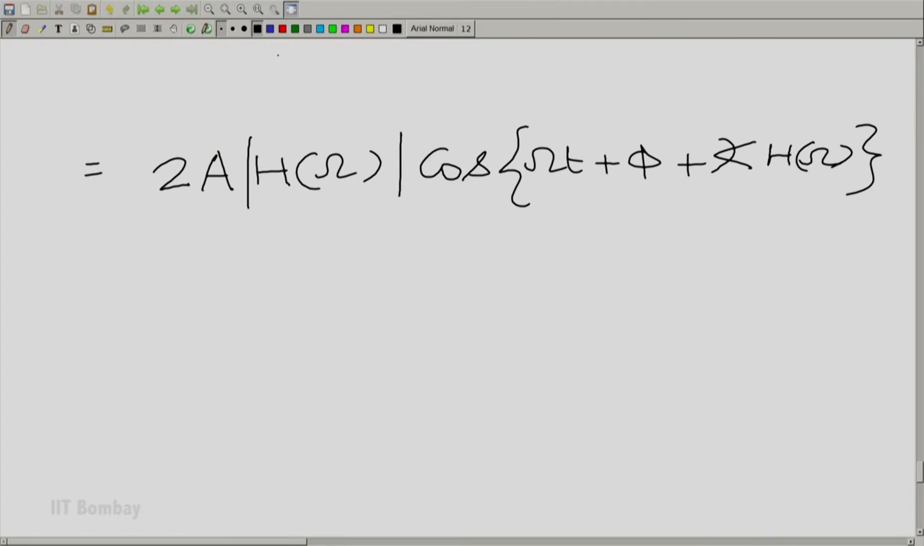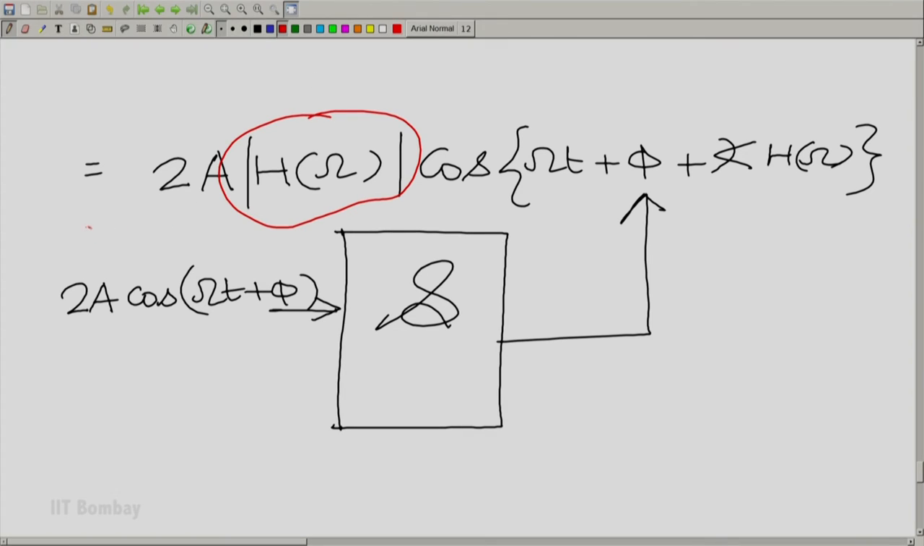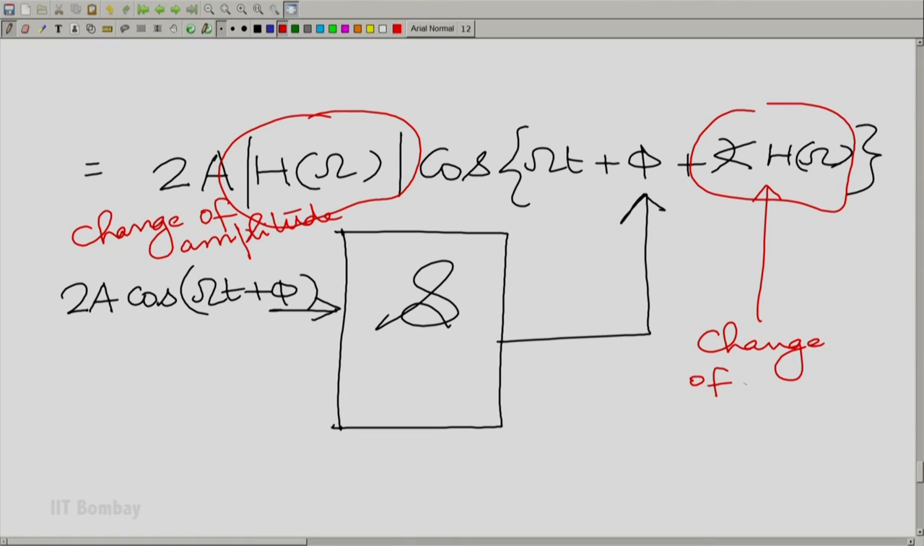So, here we are. We had this sinusoid which went in, and what came out is this. And as you can see, this is the change of amplitude, and this is the change of phase. And except for this change of amplitude and change of phase, there is no other fundamental change in the nature of the input. A sinusoid has gone in and come out as a sinusoid of the same frequency.